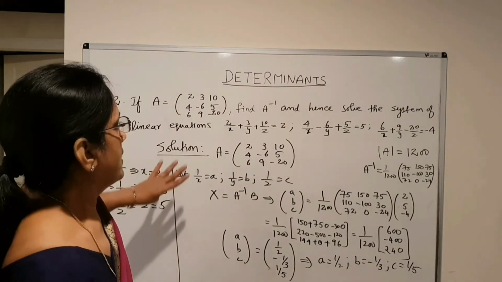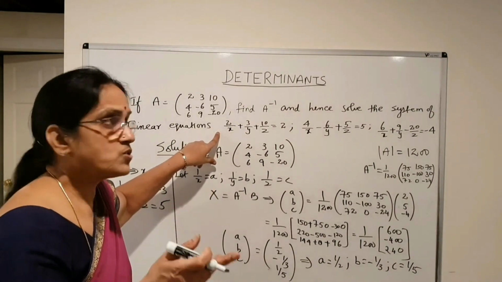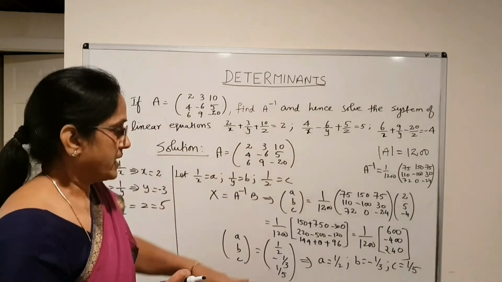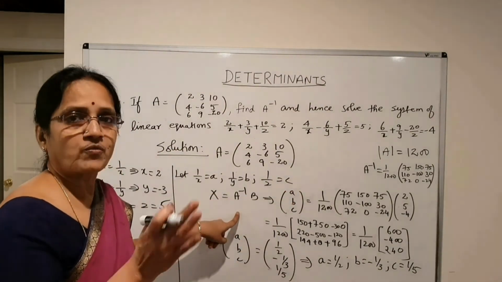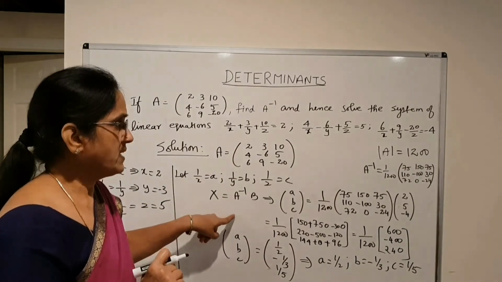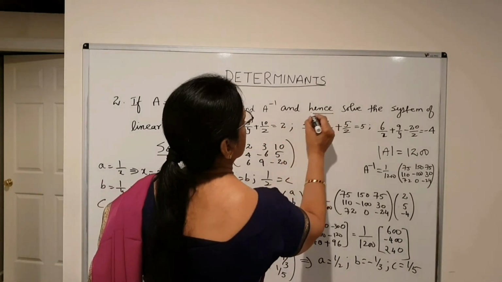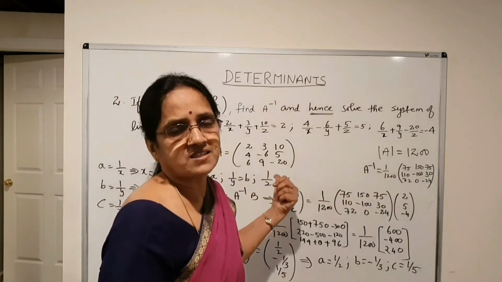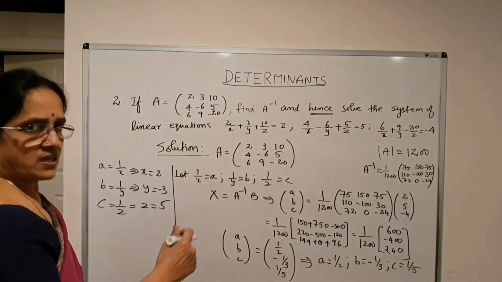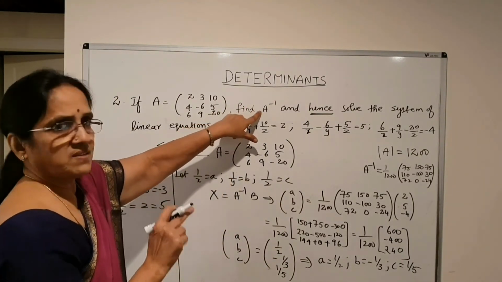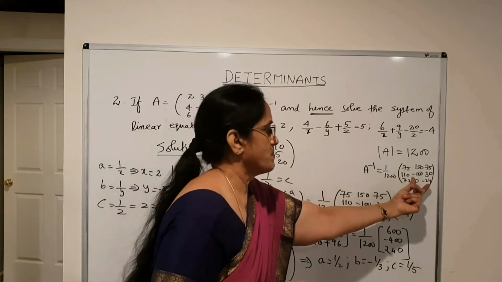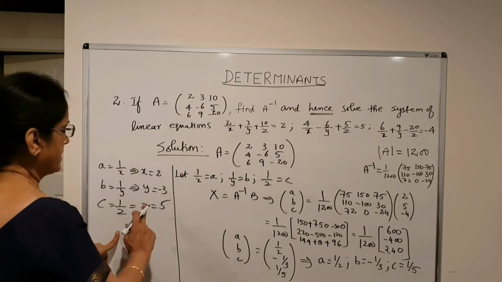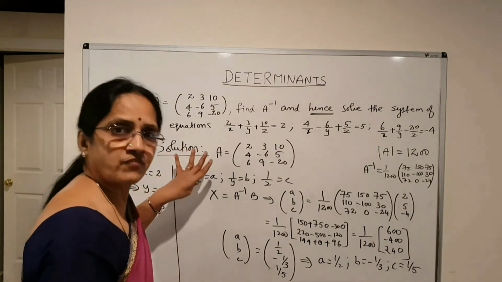So you have solved the system of equations using A inverse. So this is how the sum has to be done. Again, you can't be finding out A inverse like how we did in the first sum. Should not be done. That is why that word hence is given here. You have found out A inverse. Use that A inverse to solve the system of equations. Finally, you need to conclude. First answer, A inverse is equal to 1 by 1200 into this matrix. Then you have to write value of x is 2, y is minus 3, z is equal to 5. That will be your final answer.